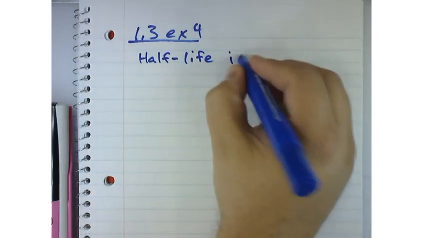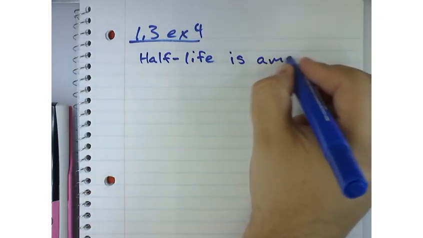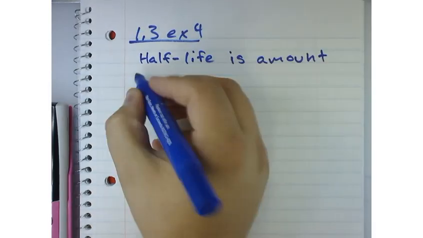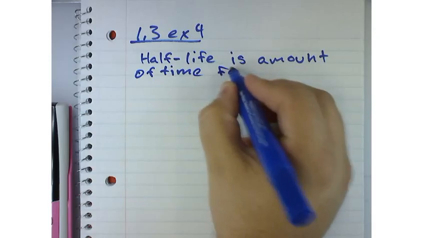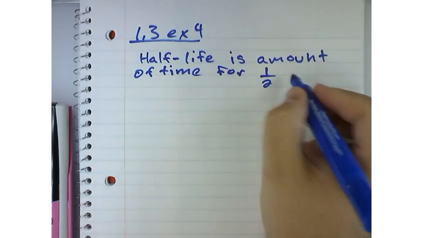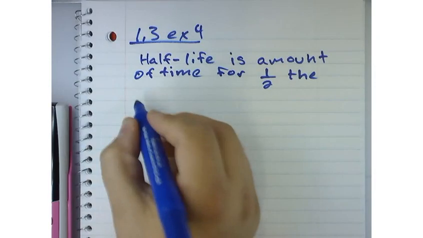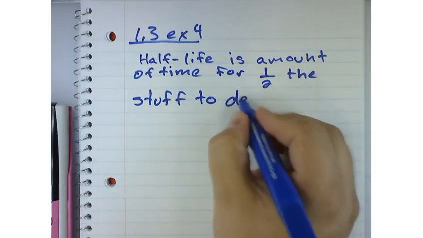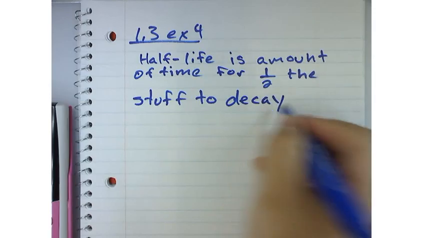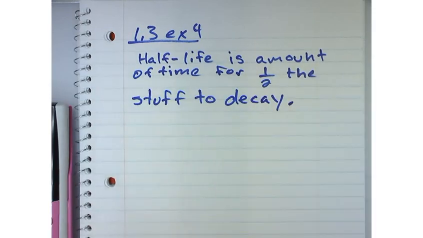it is the amount of time for, and I'm going to get real informal, for half the stuff to decay. Now that means go away. So what happens is that some radioactive materials just kick out part of their matter, and the half-life is how long it will take for there to be 1/2 of the matter left over time.